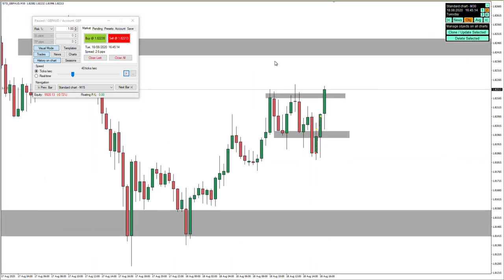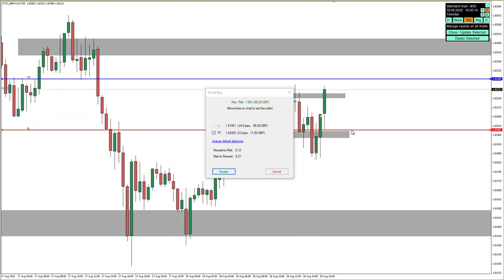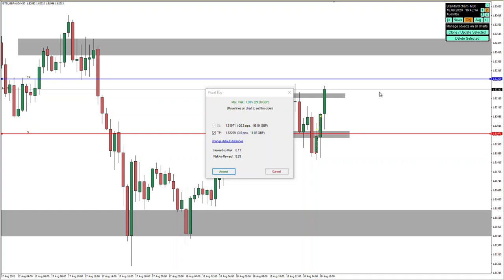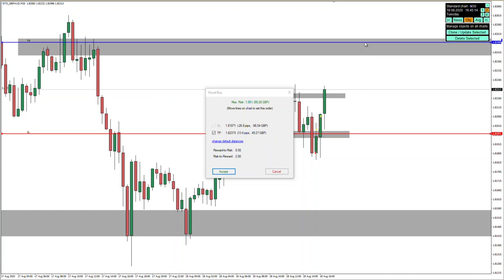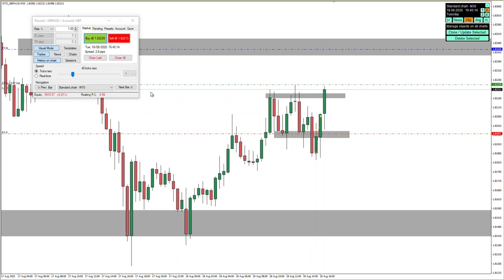Let me buy here. Again, 1%. If I put my stop here, that's 25 pips, which is okay. I give it a little bit more room, like that. Oh, this is not okay for a 1-to-1. It's not 1-to-1. That's a pity.